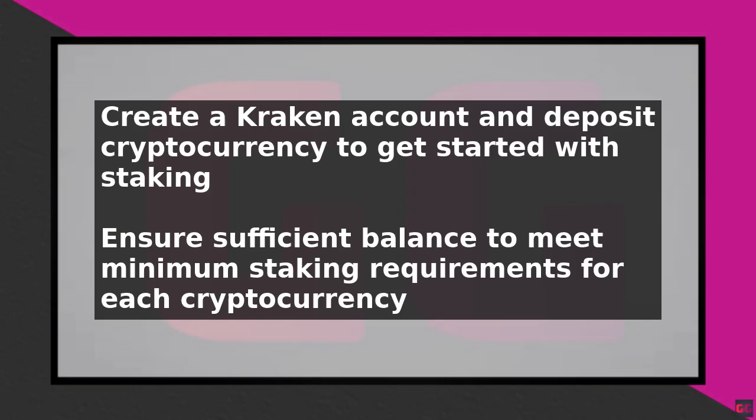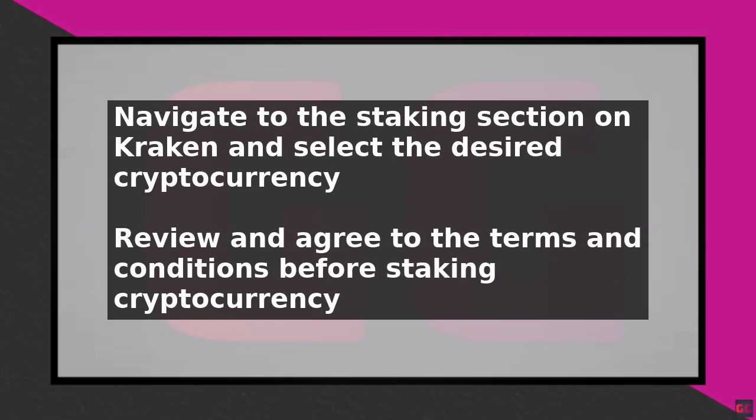After agreeing to the terms, you will be asked to specify the amount of cryptocurrency you want to stake. Enter the amount and confirm the transaction. The staking period varies depending on the cryptocurrency, but it is usually between 1 day and 1 year. Once you have staked your cryptocurrency, you can start earning rewards.